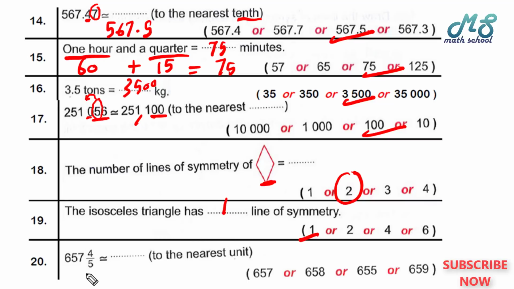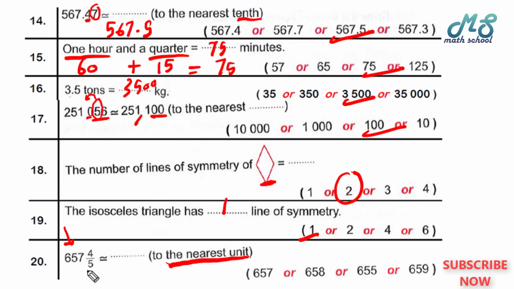657 and 4/5 كلنا عارفين دي يا مستر اسمها mixed number. هو عايز يعملها to the nearest unit. كلمة to the nearest unit معناها مستر to the nearest whole number، يعني انت مش هيكون عندك fraction. ولذلك التشويسز كلها او البدائل الموجودة عندي في السؤال كلها يا مستر ما فيهاش اي fractions.